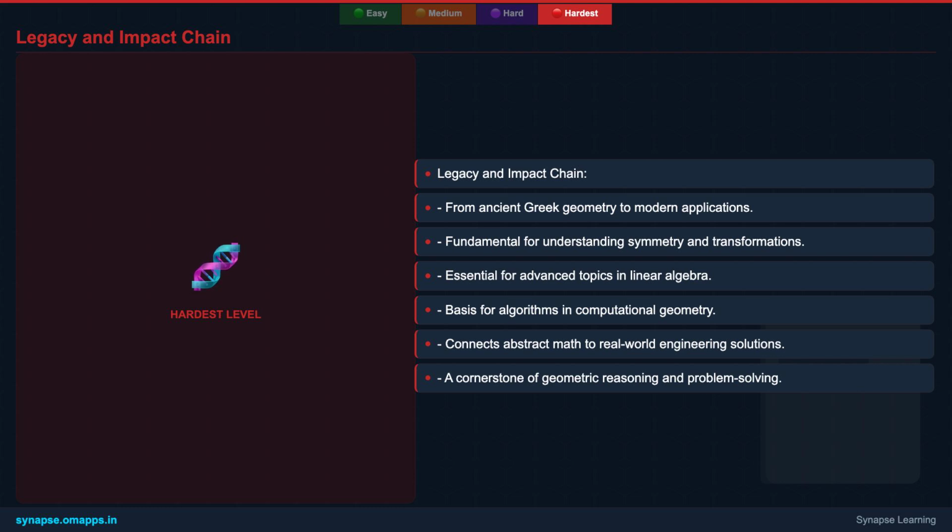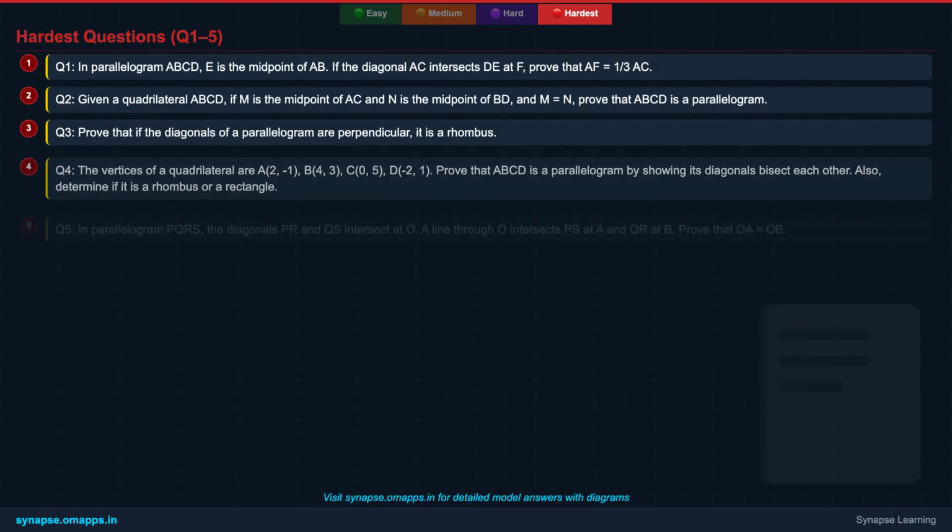Mastery of this property means not just knowing it, but understanding its implications, its converse, its various proofs, and how it interacts with other theorems. It's about building a robust mental framework for geometric problem solving. Keep practicing and exploring. Alright, champions.